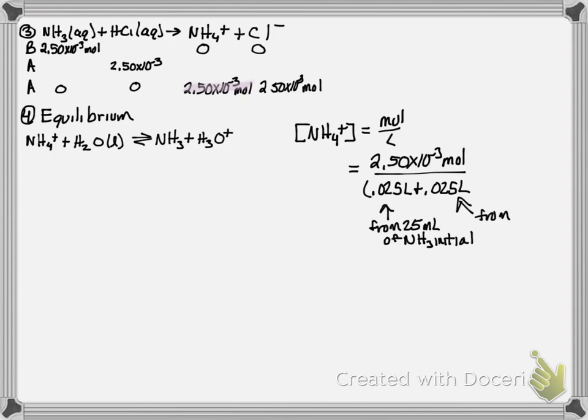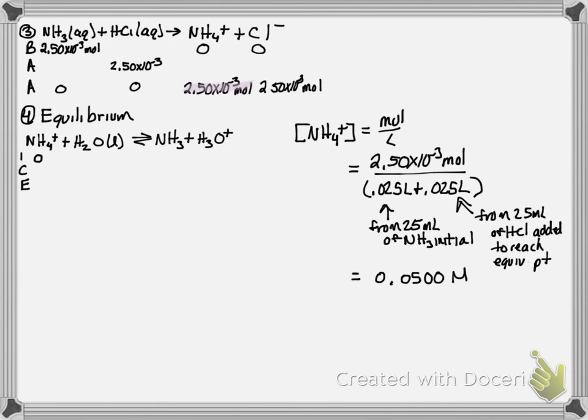I added 25 milliliters of HCl in order to reach the equivalence point, right? That was the previous calculation. How much do I have in there total? I now have 50 milliliters, or 0.05 liters. So in other words, the volume changes when you add more stuff. When you add the HCl solution, the total volume changes.